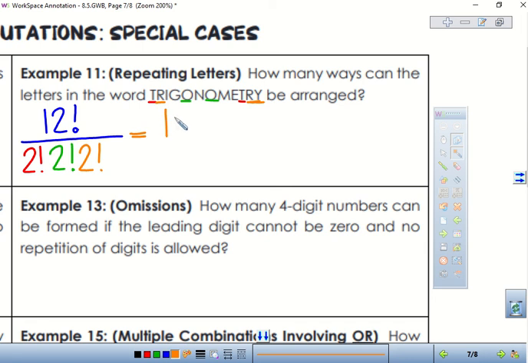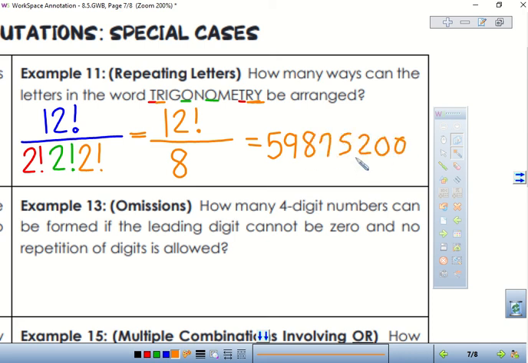Now the easiest way to do this is 12 factorial over. Now let's think about what 2 factorial is. 2 factorial is 2 times what? 1. What's 2 times 1? 2. So this is just 2. What's 2 times 2 times 2? 8. So that's an easier way to type it in your calculator if you're wondering. And that is 59,875,200.